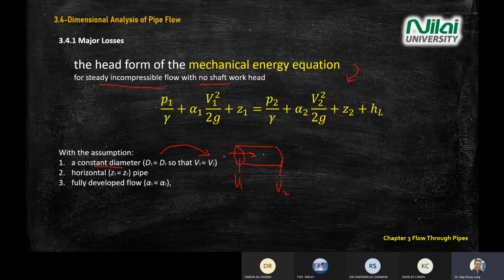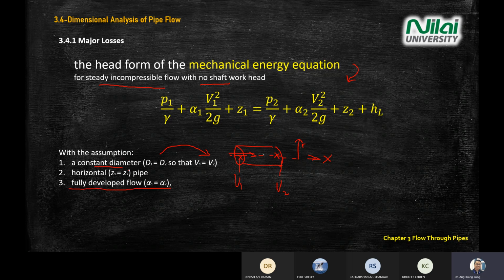Your horizontal pipe, meaning if you reference axis at the center, again for pipe, we always refer to the center of the pipe where you will see reference axis X, while for your Y, we will use R as your reference axis. Always refer to the center when you look at pipe flow. We have a fully developed flow, so alpha 1 will equal alpha 2.